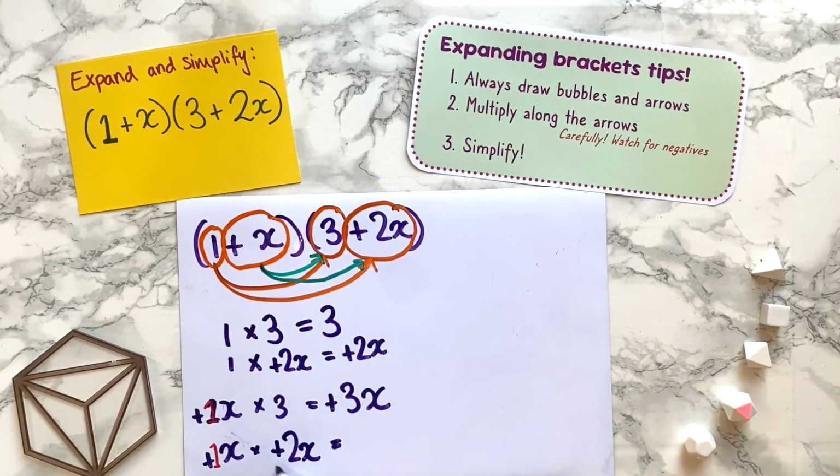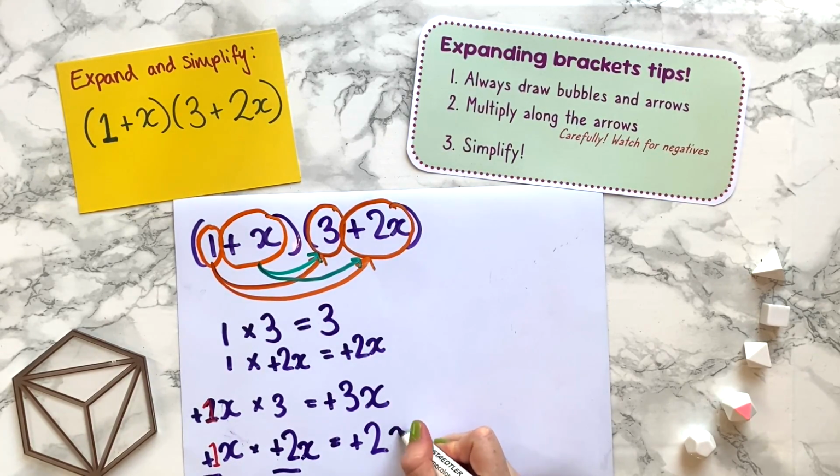So we multiply together the number bits. So we've got our plus 1 times by plus 2, that's plus 2. And then we've got the letter terms multiplied together. So we've got our x times by our x. X times x is x squared. So be really careful when you've got an x in both terms. That gives us a squared term.